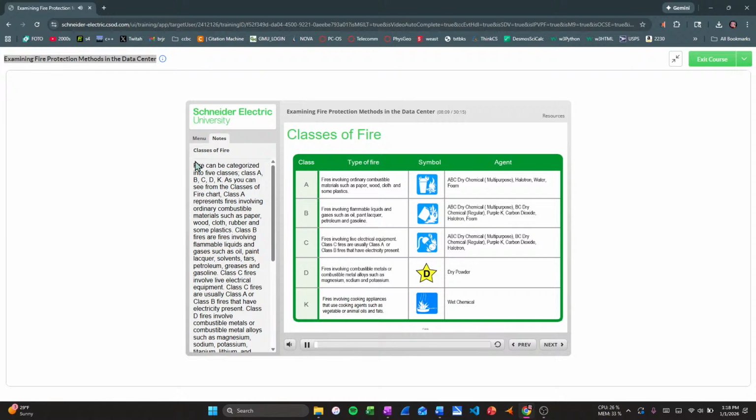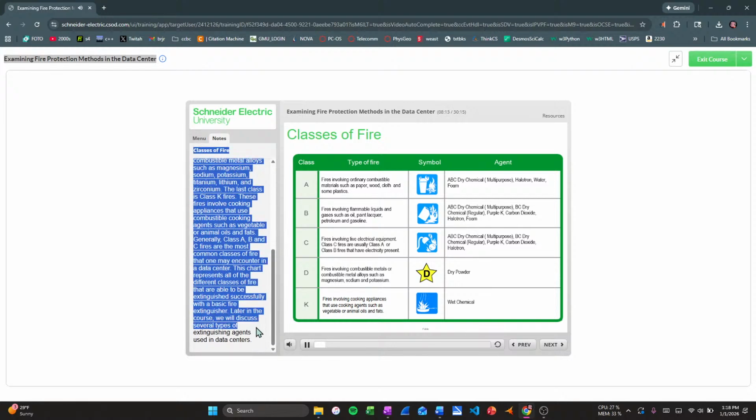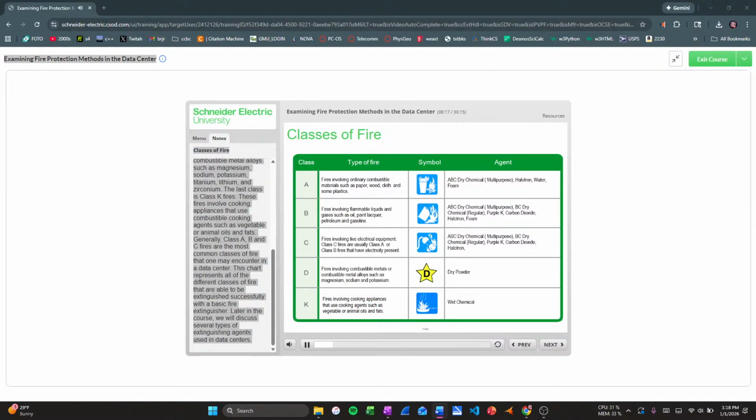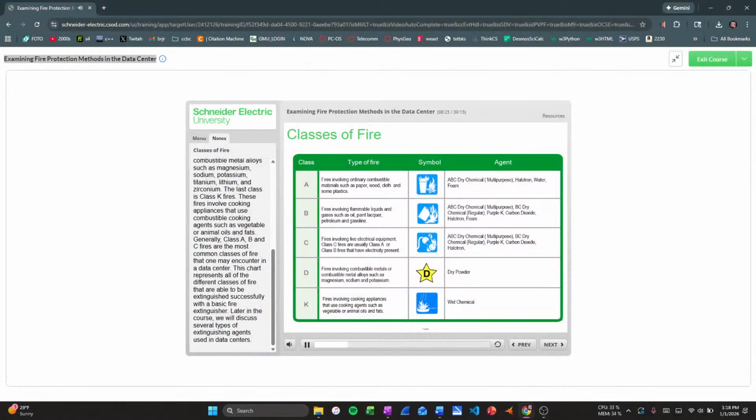Fire can be categorized into 5 classes: Class A, B, C, D, and K. As you can see from the classes of fire chart, Class A represents fires involving ordinary combustible materials, such as paper, wood, cloth, rubber, and some plastics.